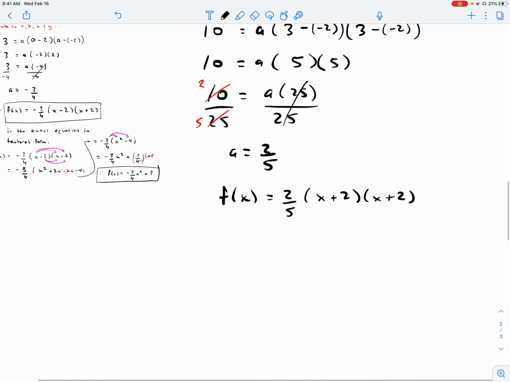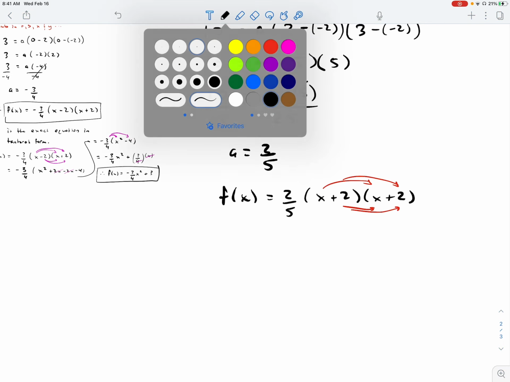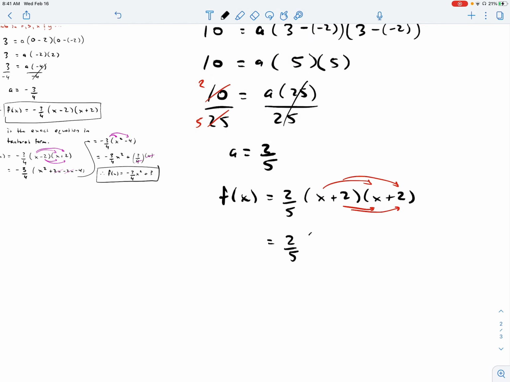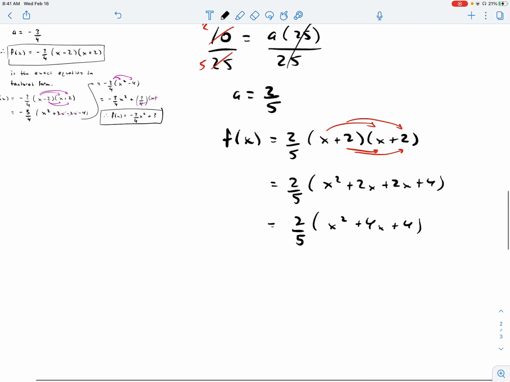I'm writing it that way because we do need standard form in this question, so we're going to have to do FOIL. We'll worry about the 2/5 later. We're going to have x squared plus 2x plus another 2x plus 4. We have x squared plus 4x for the middle term, plus 4. And now we'll just have to distribute this in. I'm going to write my f of x back in here because this will be our final equation.